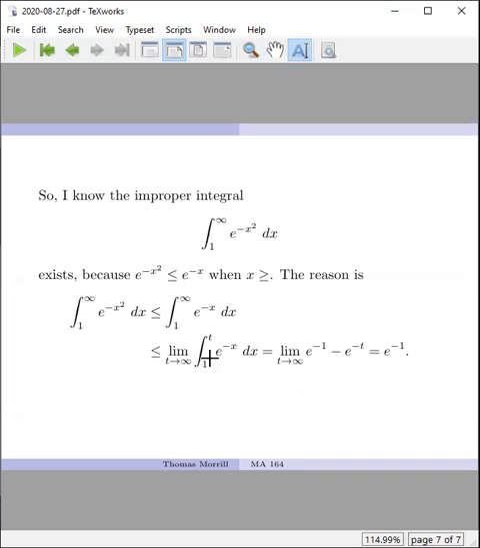So in this case, my antiderivative is minus e to the minus x, and that means I'm taking the limit of e to the minus 1 minus e to the minus t. T goes to infinity, so this e to the minus t is going to 0, and my limit is going to be equal to e to the power minus 1. That means that this integral up here is going to exist, and it's going to be some number less than e to the minus 1.